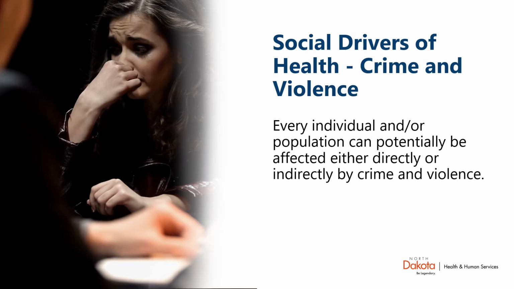Crime and violence is also related to the social drivers in neighborhood and built environment. Every individual and/or population can potentially be affected either directly or indirectly by crime and violence. Some of these include child abuse and neglect, firearm violence, domestic violence, sexual violence, and even elder abuse. However, certain groups and/or populations are at higher risk of experiencing crime and violence, such as low-income neighborhoods.